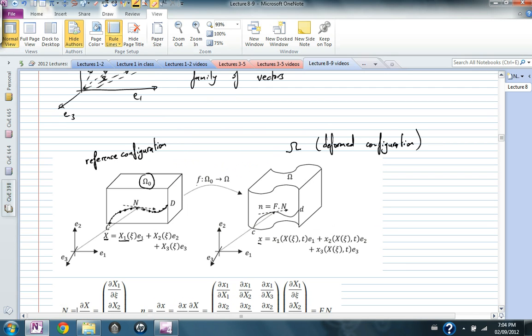Now, if the deformation is described by the function f that maps every point in the reference configuration to another point in the deformed configuration, then the new position vector of that family of vectors is described by x, where x is equal to the first component, x1, which is a function of X, and of course time, because things could be moving in time as well, plus x2 as a function of X, which is a function of xi and time, plus x3 as a function of X and time.